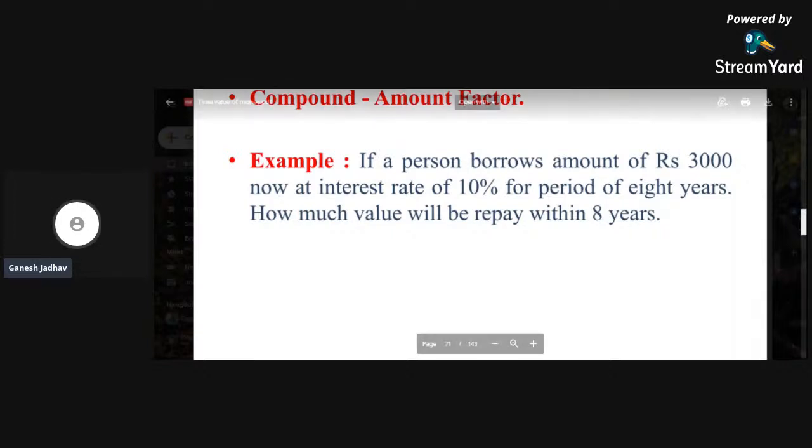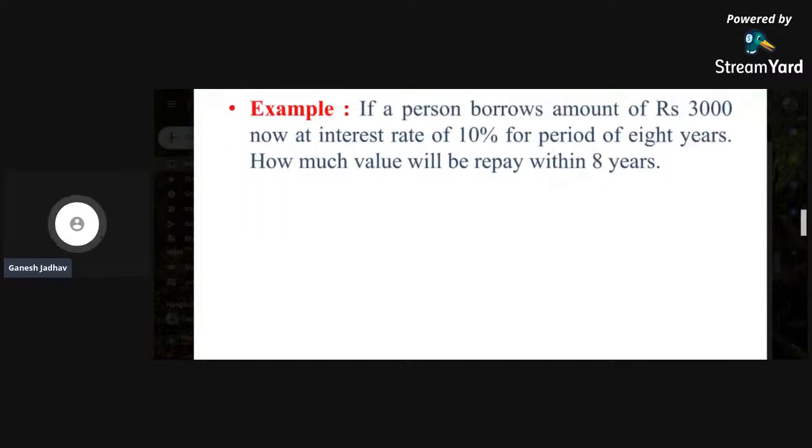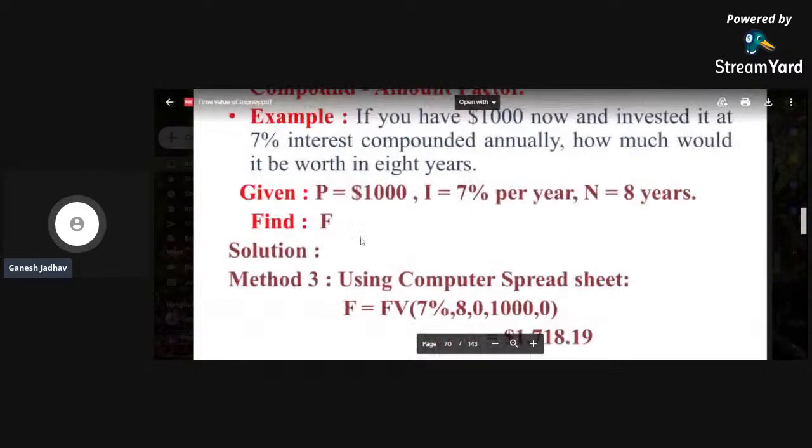Okay, so this is the example, and what they give is the value of P, and the value of small i also. Then the period of 8 years, so the value of n is equal to 8. So they require you to calculate the future value. So this is your homework example. You can calculate it at home also as per the above example.